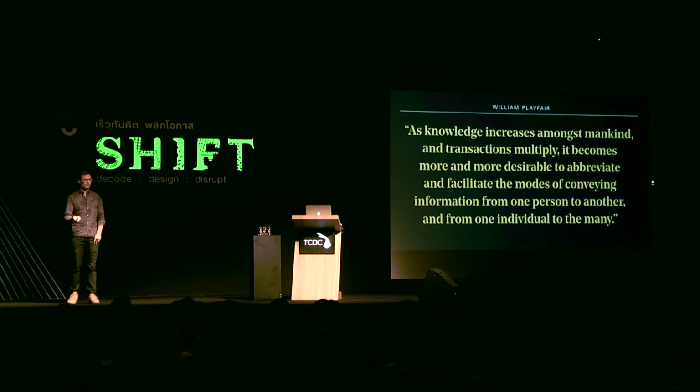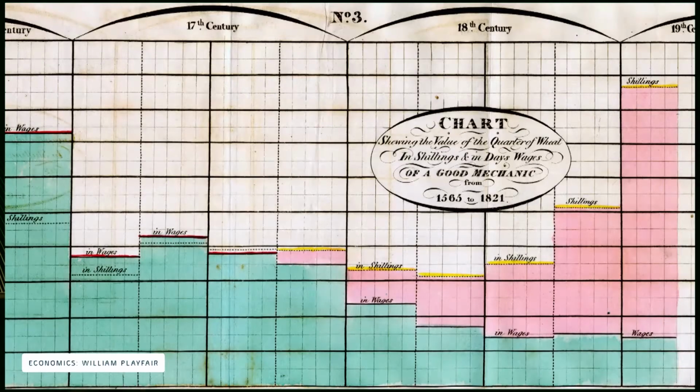And this is a quote by William Playfair that you could expect to read today, that as knowledge increases amongst mankind and transactions multiply, it becomes more and more desirable to abbreviate and facilitate the modes of conveying information from one person to another and from one individual to the many. This was true in 1726. Think how true it is now. So this is an incredible insight into where the world was going, and he was a great polymath who had this insight. So he was using it primarily in an economic context.